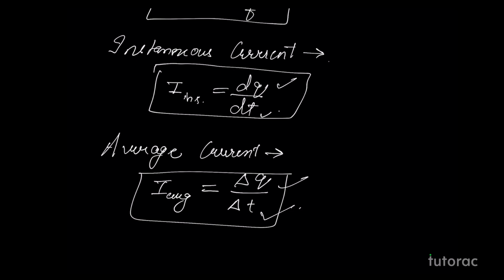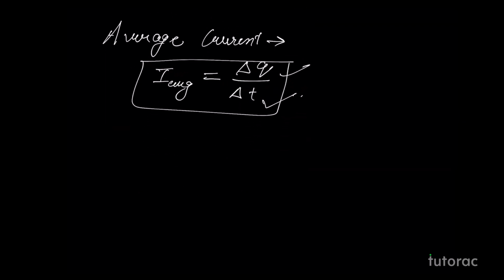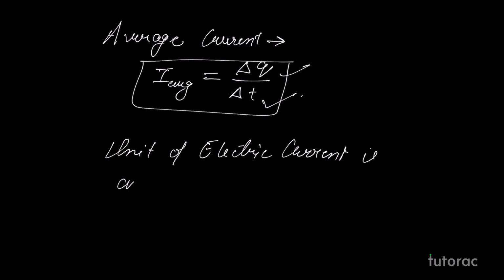Now, let's talk about the unit of electric current. So, the unit of electric current is ampere. It's again just after the name of the scientist who invented it. We denote it by capital A as its dimension.